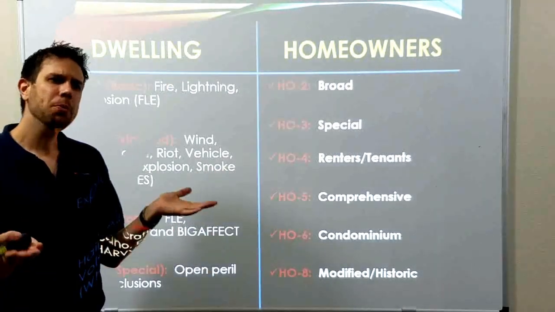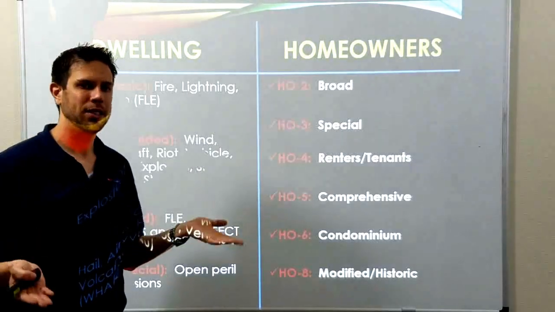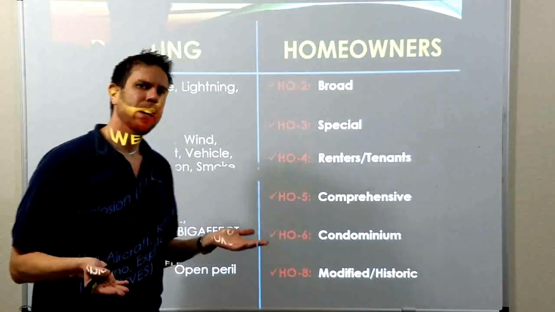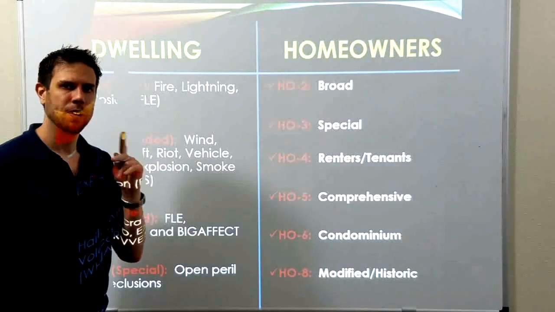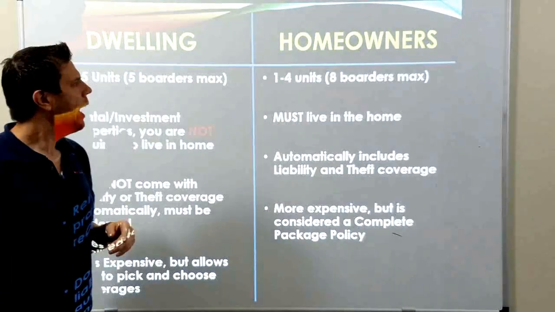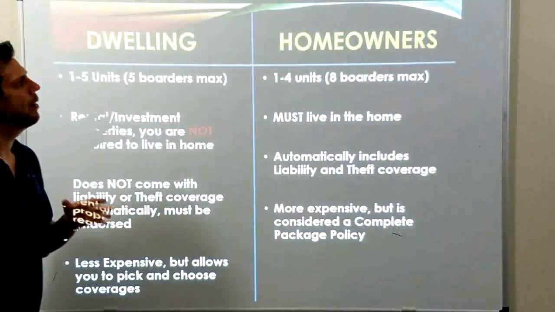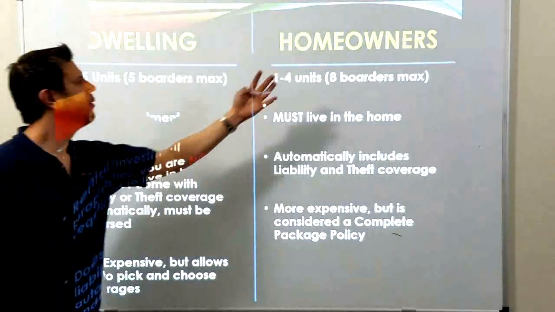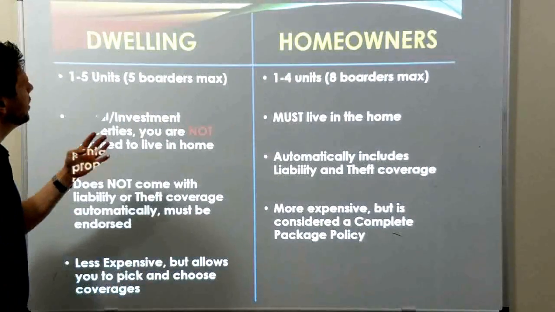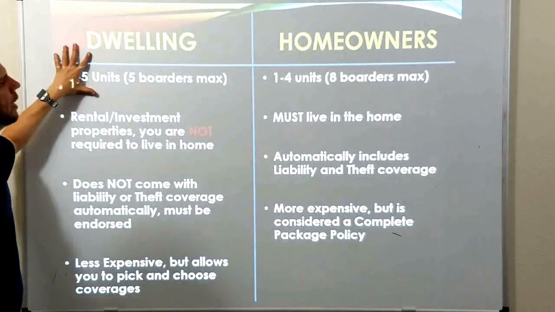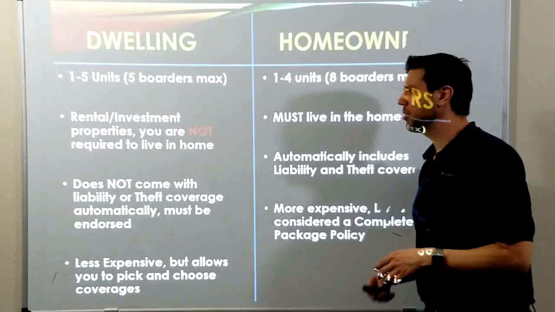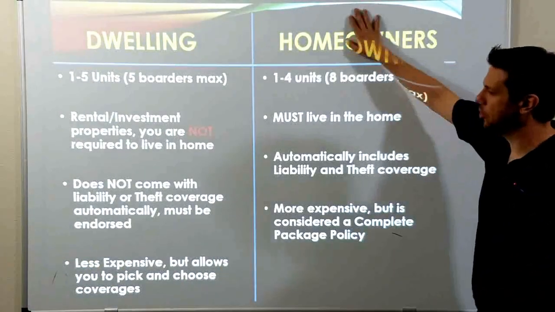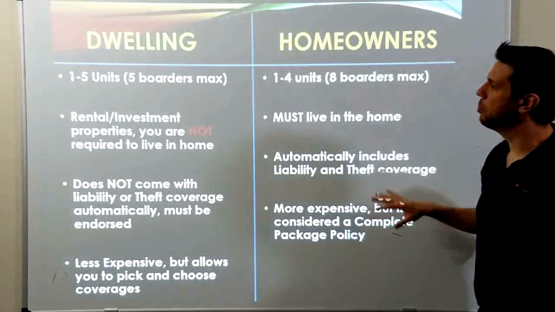If I have 2 properties, 2 houses on my one property, how many homeowners policies can I have? 1. How many families can you have in a homeowner's policy? 4. How many units can you have in dwelling? 5. Which policy automatically covers theft and liability? That's homeowners. Which policy is more of a package? That's homeowners.